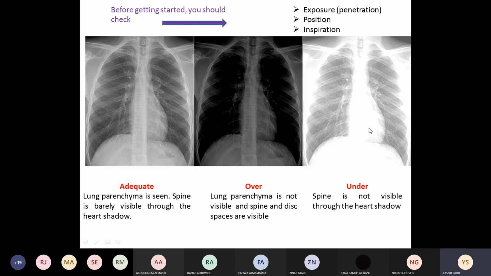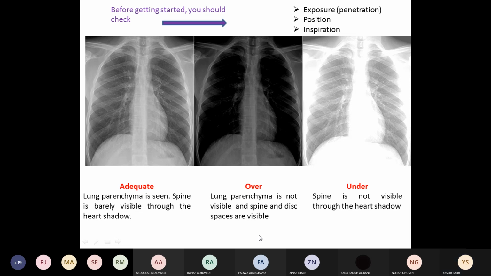This is called an under penetrated or underexposed film. It means the patient received less radiation than required. The result is this: notice that the lung parenchyma is also not clearly seen, as in this one. Notice that it is a bit more opaque.